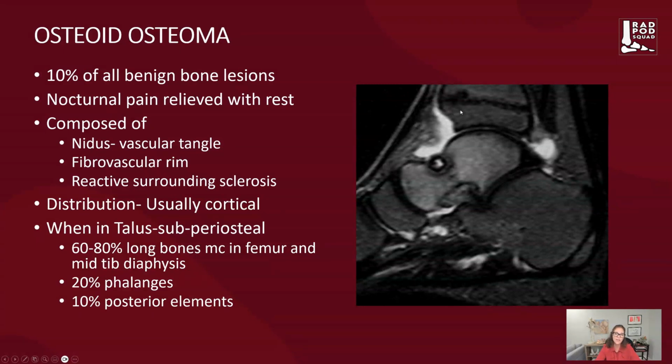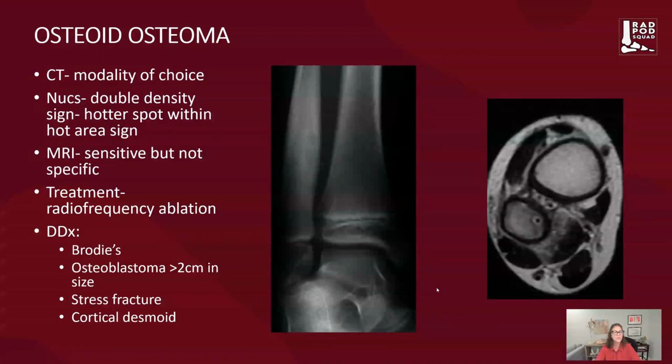Notice this sagittal MRI, you're seeing this high-intensity T2 signal lesion within the subperiosteal region of the talar neck, incising a fibrovascular core. Notice there's also a joint effusion here. For osteoid osteomas, the test of choice would be a CT so that we can really understand the degree of sclerosis. In nuclear medicine, we can see a double density sign where there's a hotter spot within the center of the lesion surrounded by a core.